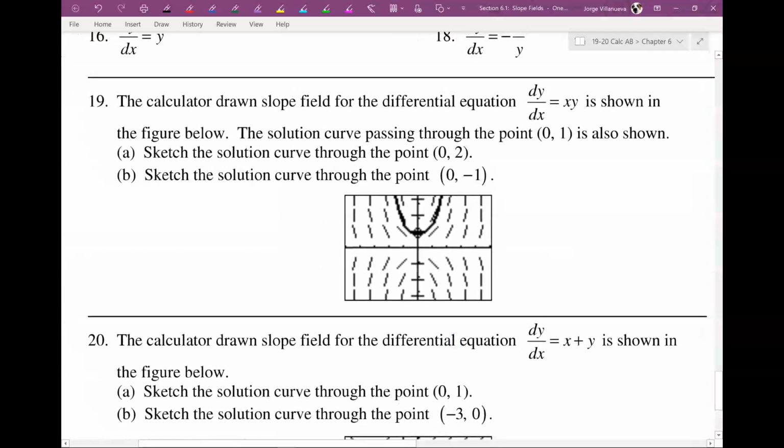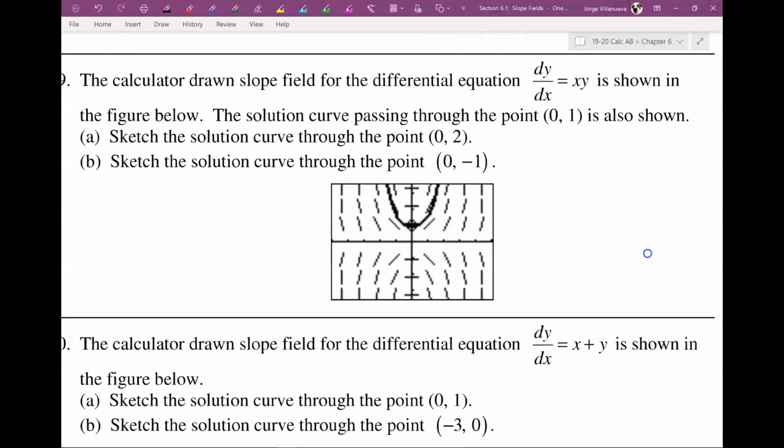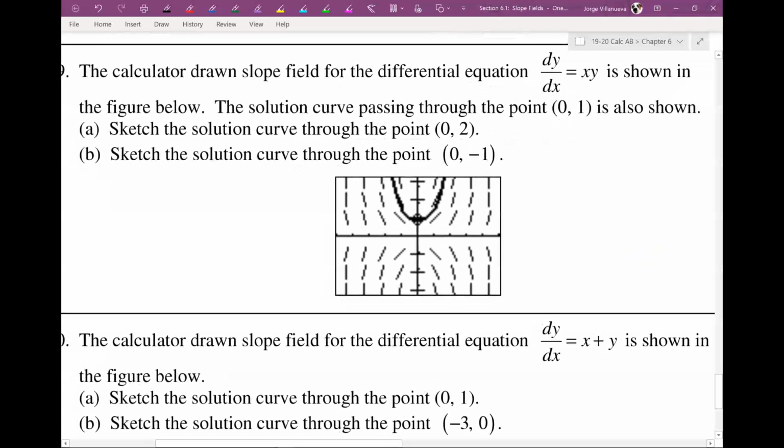So it says the calculator drawn slope field for the differential function dy dx equals xy is shown in the figure below. The solution curve passing through the point 0,1 is also shown. So notice they call it a solution curve. And it's passing through the point 0,1. They kind of highlight that for us right there. Okay?